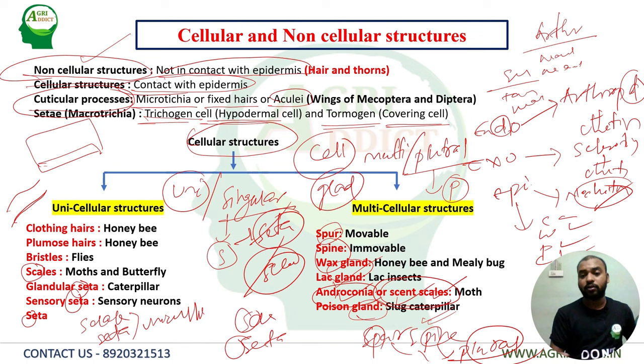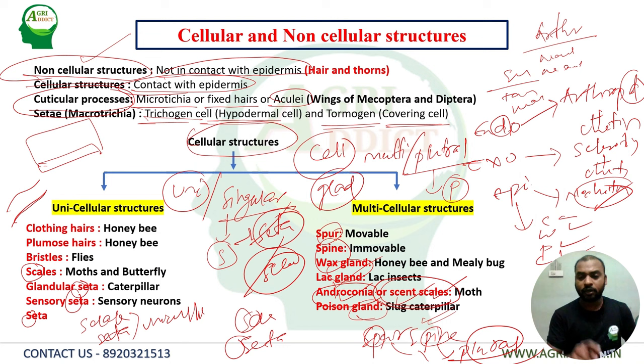Okay, so one thing I am telling you last, unicellular and multicellular. Unicellular means singular, multicellular means plural. Singular means S is there, that means whatever the S term comes, that is unicellular in nature, that is setae, scales, everything. And whatever structures swing properly with the wind, that means bristles and hair, are also unicellular in nature. Multicellular means whatever has P, meaning plural: spore, spine, and wherever the gland term is there, since a gland consists of different cells. That's why gland, spine, spore, and scent scale or androconia are multicellular in nature. Okay, but you have to remember everything, these examples.